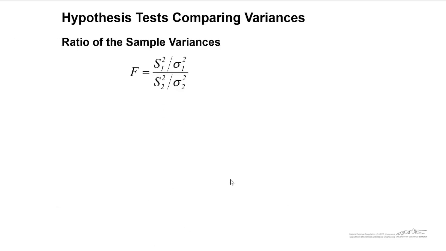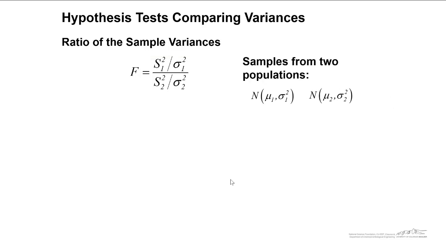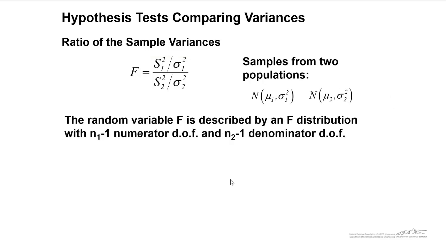So how do we use this for hypothesis tests when we want to compare variances? Well, the ratio of sample variances follow chi-squared distributions. So an F distribution we can set up as follows, where the samples have to be both normally distributed.